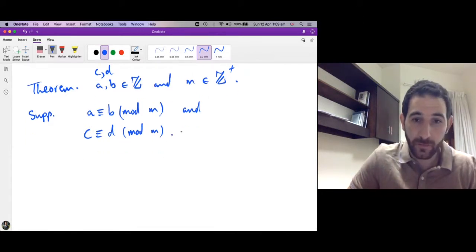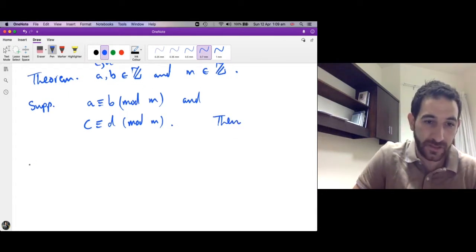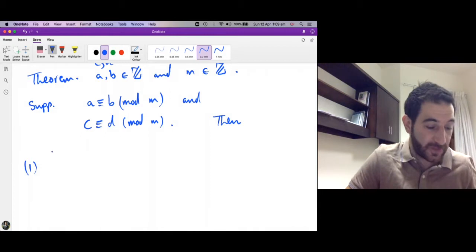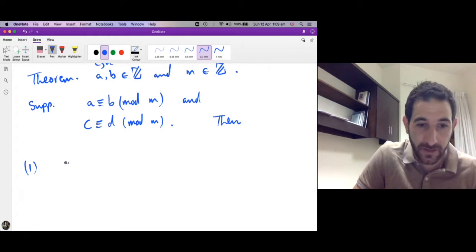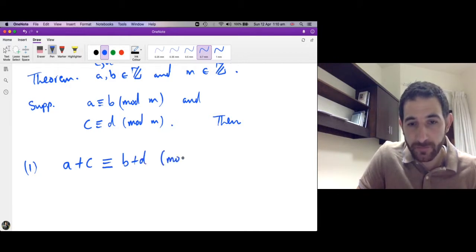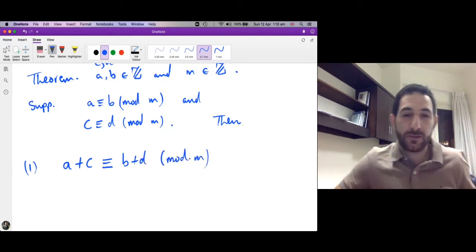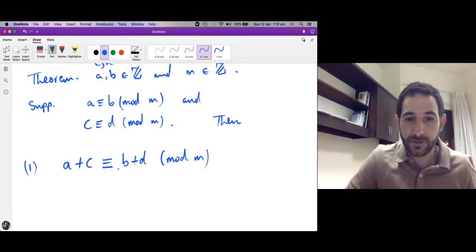Then we have two true statements. Let me say the first one. Then, if you sum the left-hand sides of the two equations, it will be congruent to the sum of the right-hand sides of the two equations modulo m. So this means then a plus c is congruent to b plus d modulo m. Okay, so suppose this is true and this is true, then this is true.